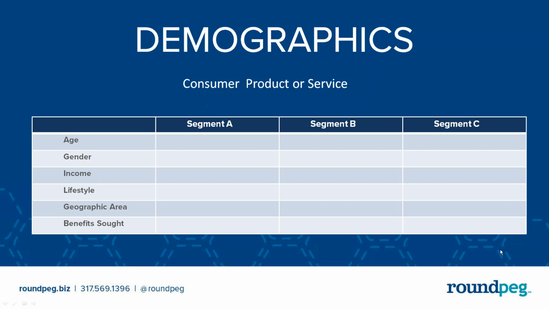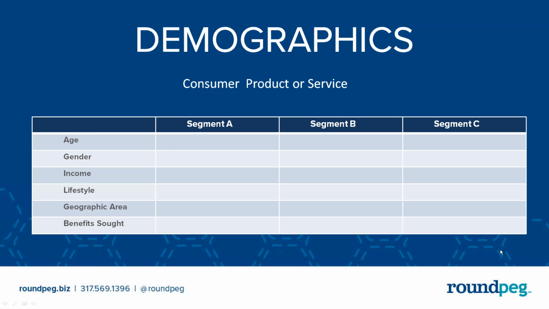This is an example of how you might approach demographic segmentation for a consumer product. You might think about characteristics such as age, gender, income, lifestyle. It might even look at geographic area and benefits that they are seeking. So for example, looking at the soap market. This is a national market, so the geographic area is not important.